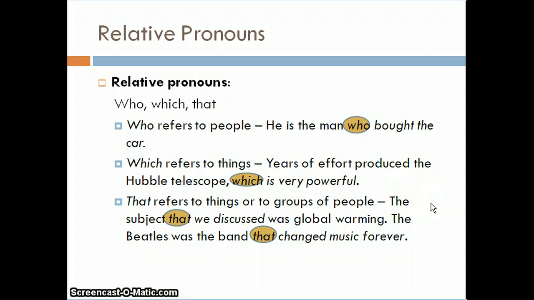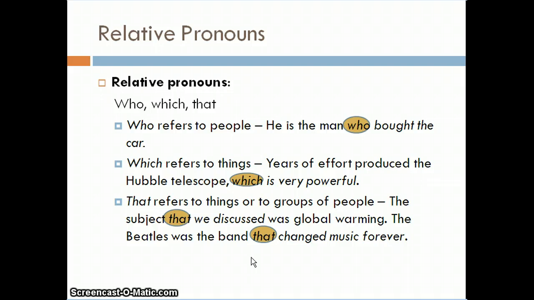That refers to things or to groups of people. The subject that we discussed was global warming. So there we're referring to the subject. And that we discussed is our dependent clause. The Beatles was the band that changed music forever. In this case, that refers to the Beatles, and that changed music forever is our dependent clause.